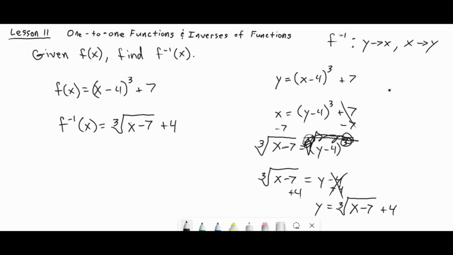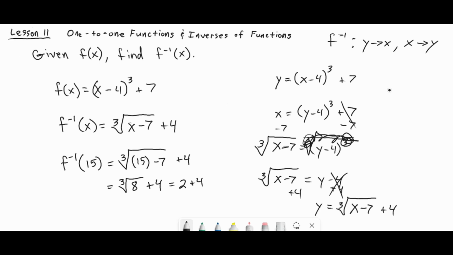Okay? Now let's say that we wanted to identify f inverse of a particular x value. So for example, let's say we wanted to identify f inverse of 15. Well, then what we would do is the cube root of 15 minus 7, so we're going to put 15 in for x, and then we're going to add 4 after that. Well, 15 minus 7, that's 8. And so what we have here is the cube root of 8, which is 2, by the way, plus 4. So this is equal to 2 plus 4. And so f inverse of 15 is 6.